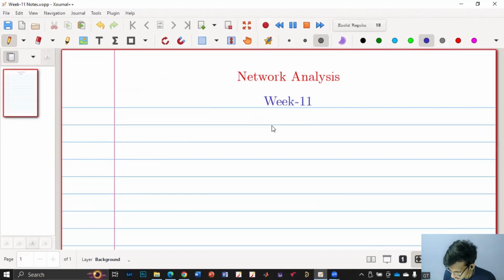I hope you can see my screen. So the first one is the series connection of two-port networks.